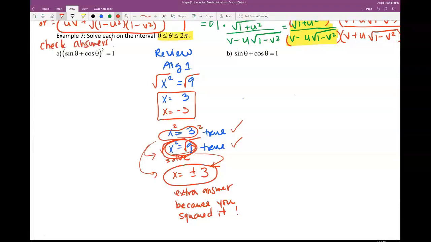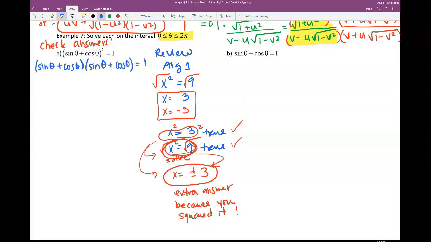Okay, here we go. So our first equation is (sine of theta plus cosine of theta) all squared equals 1. Most of us would write this out twice and then multiply. Of course, you can do that. There's nothing wrong with that.